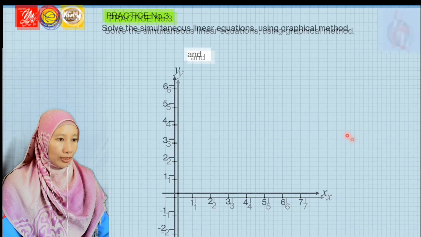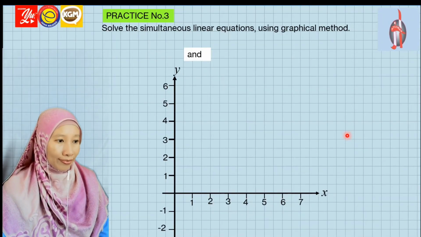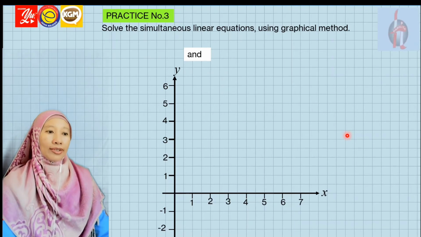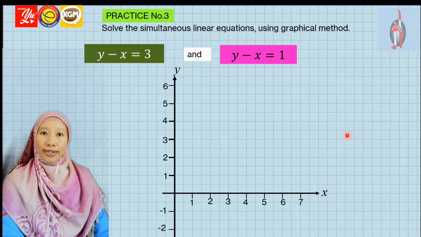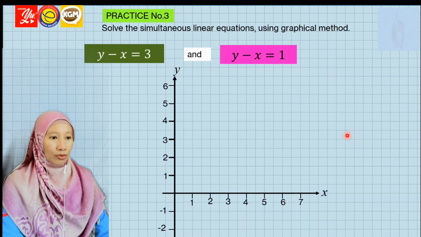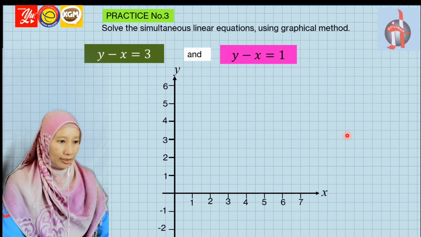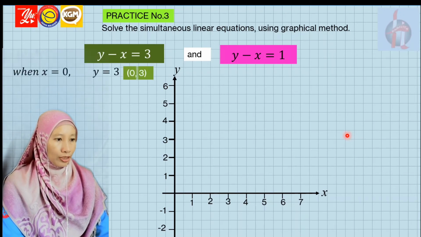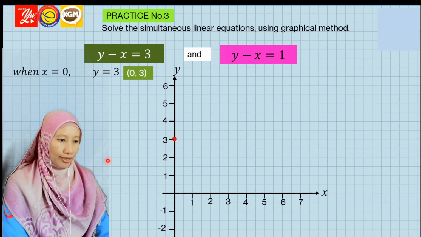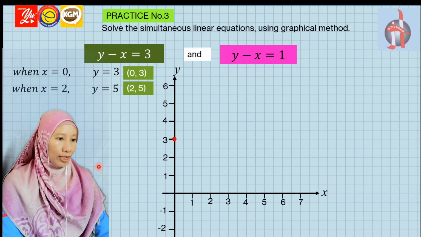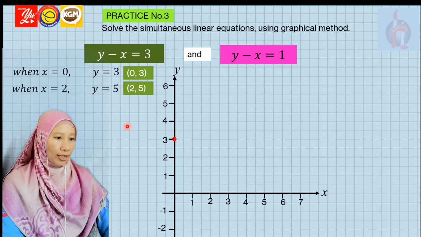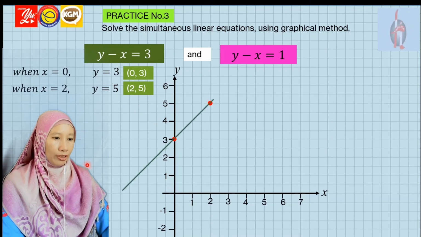Okay, move on to practice number 3. Solve the simultaneous linear equations using the graphical method. We have y minus x equals 3 and y minus x equals 1. When x is 0, y is 3, so coordinate (0, 3), which is here. And then another point, when x equals 2, we get y equals 5, so coordinate (2, 5) here. We plot the points and we draw the graph.